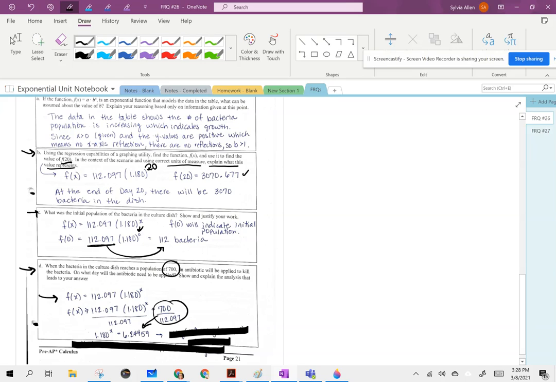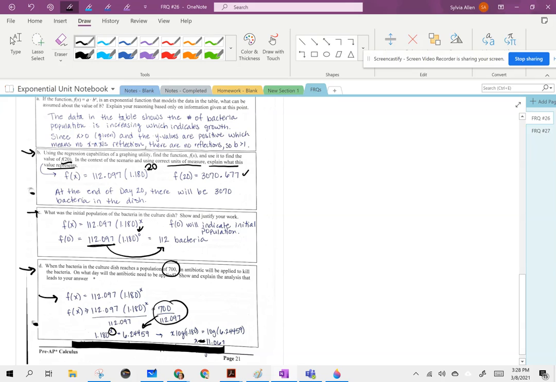Then we are now allowed to bring out the x by taking the log of both sides and then simply dividing both sides by log of 1.180. And so you end up getting x is approximately 11.067.